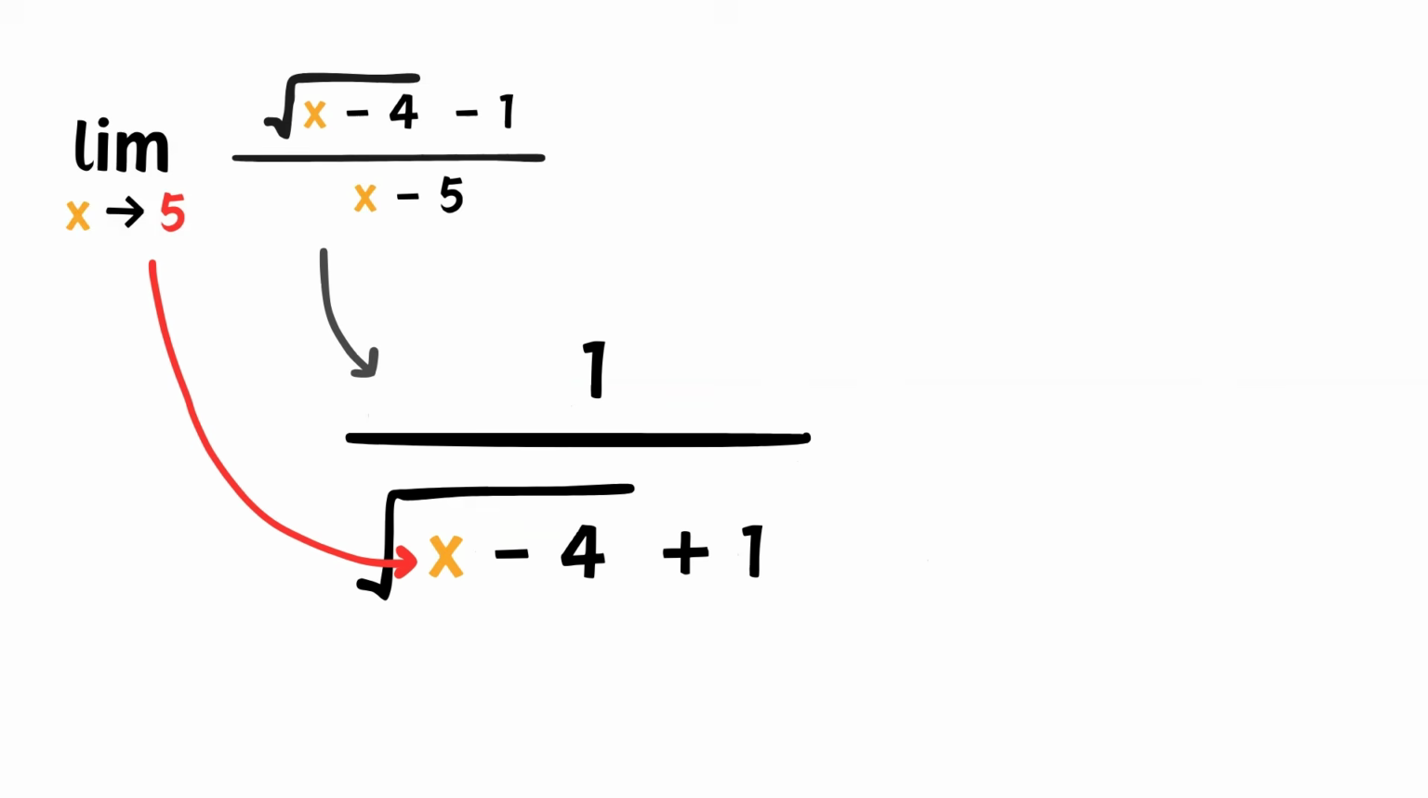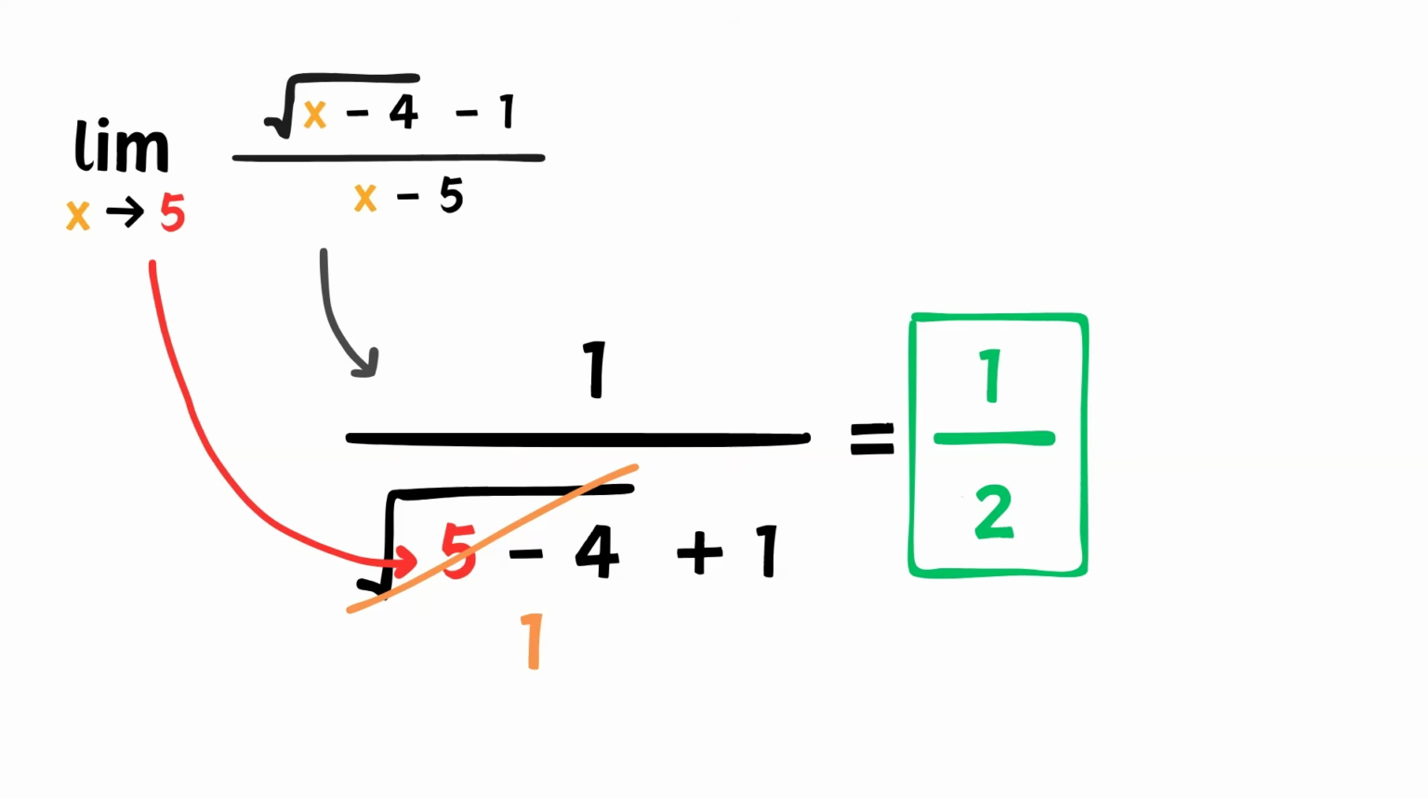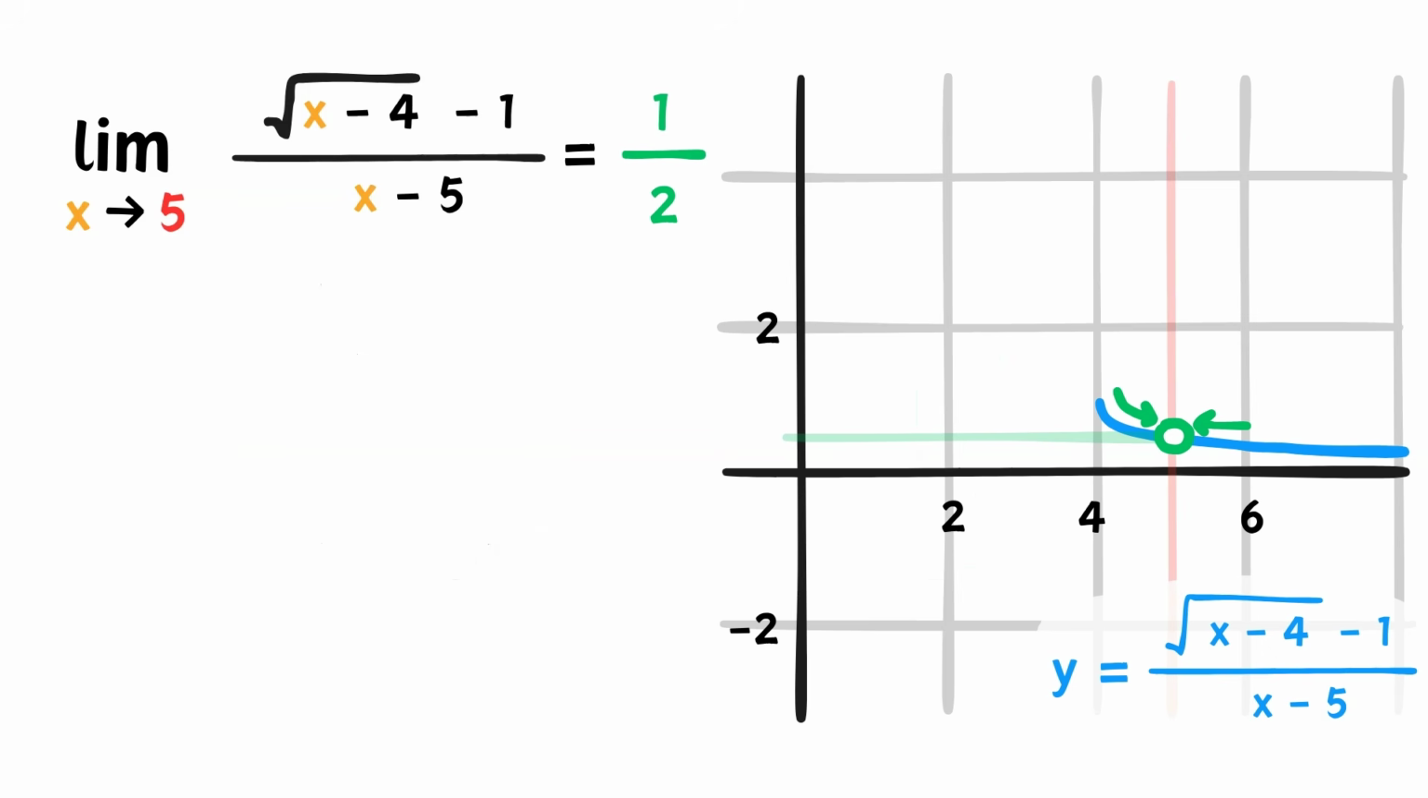And now we can directly substitute in again. This time, we get 1 over 1 plus 1, which is 1 over 2. And that's a real number, so that's the limit. Once again, we can check the graph and we see that we are correct.